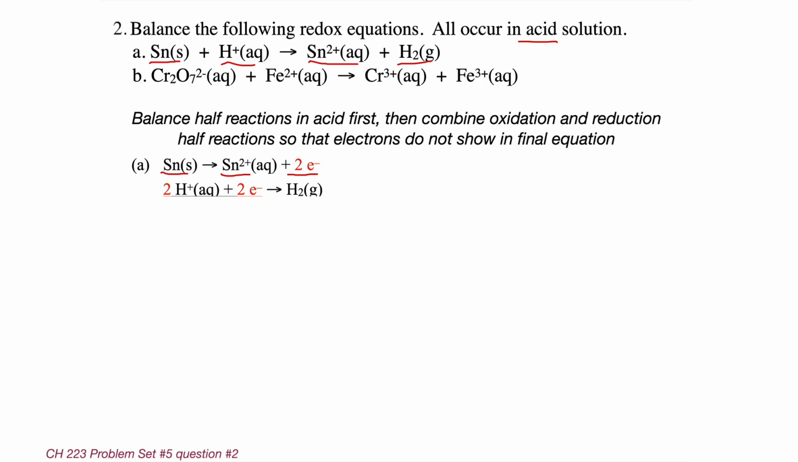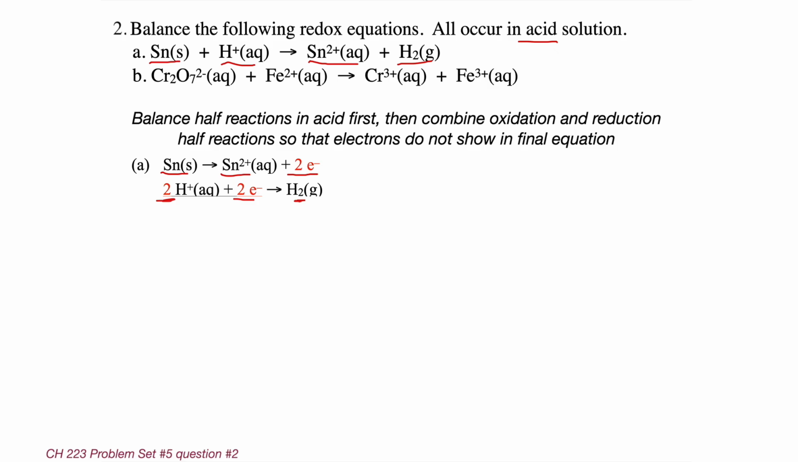The second half reaction, we do need to have 2 H pluses, and that's because hydrogen, the diatomic, has 2 hydrogens. We need to add that in. That means we're going to have 2 electrons right there. But if you look at this one now, it's balanced. Notice how the first one is an oxidation. Tin is losing electrons. But the second one, the hydrogen ions are gaining electrons. The second one is a reduction.